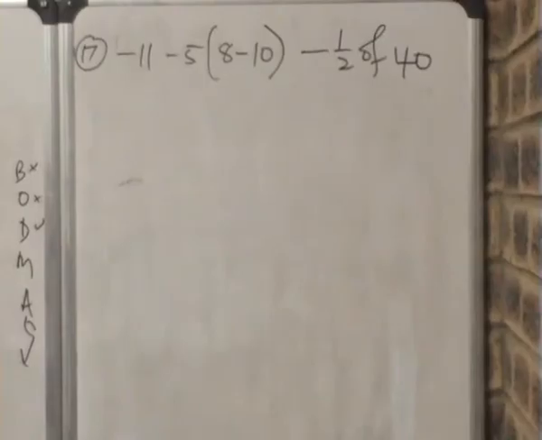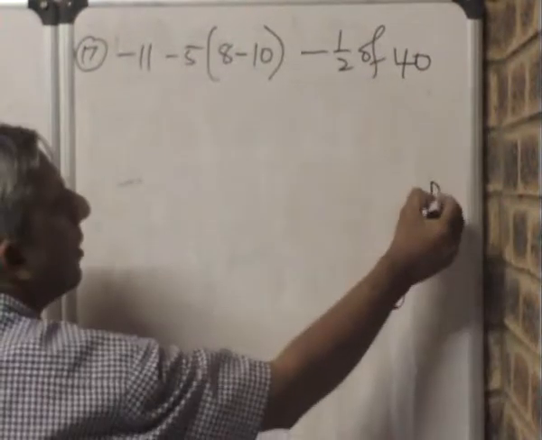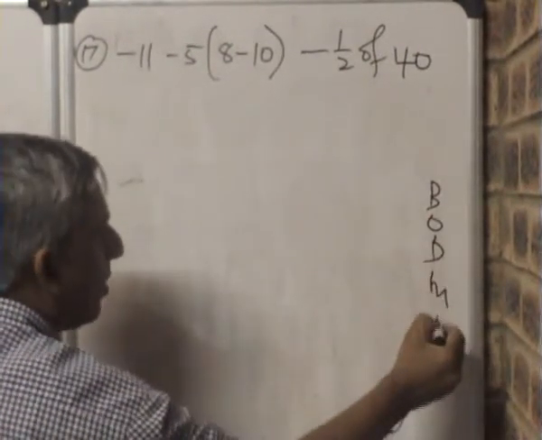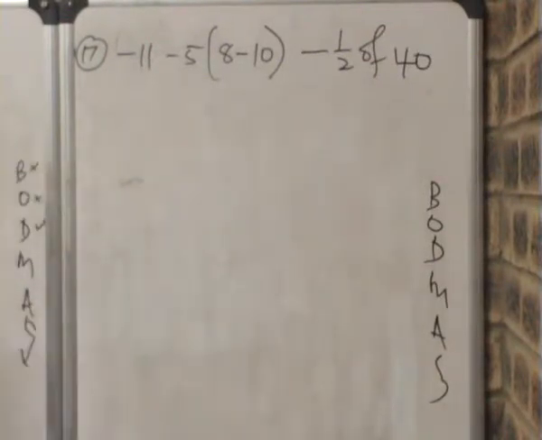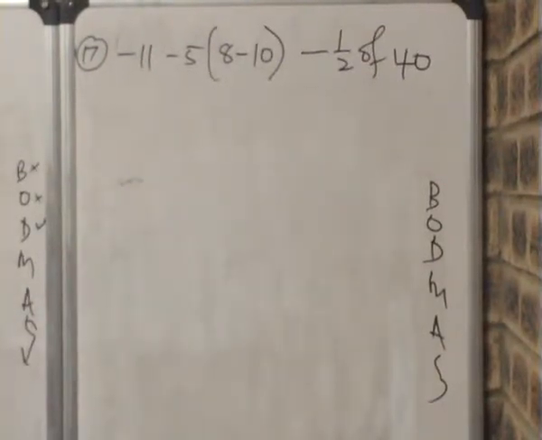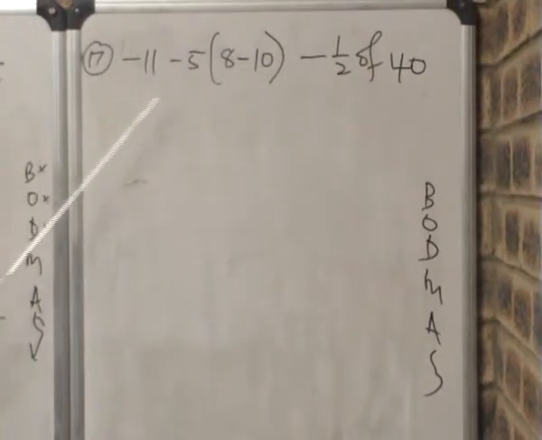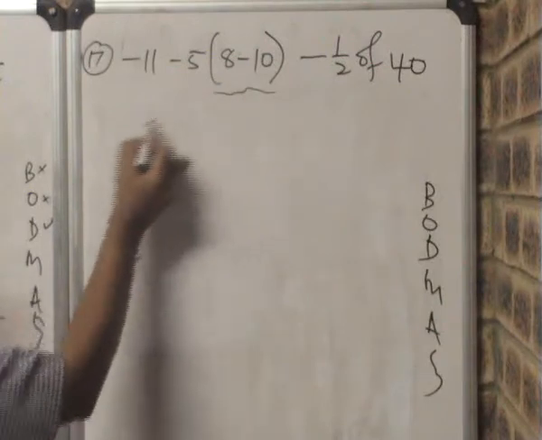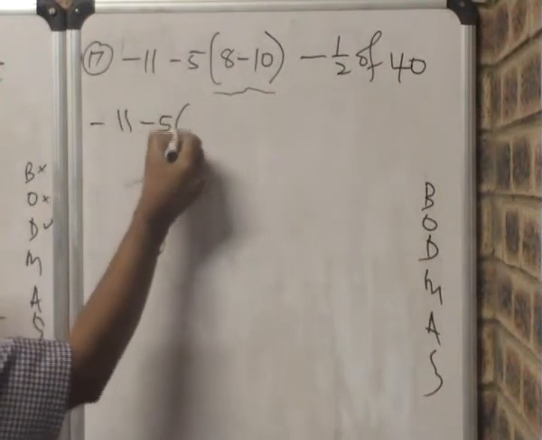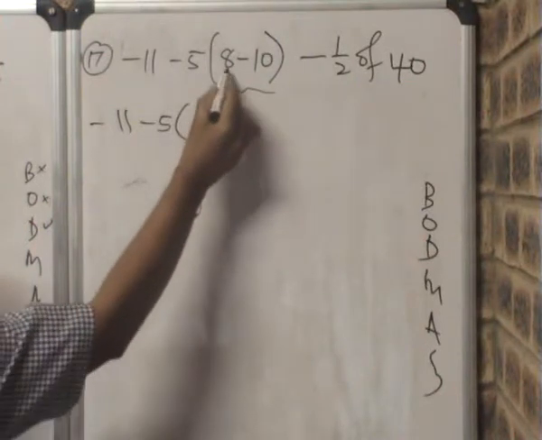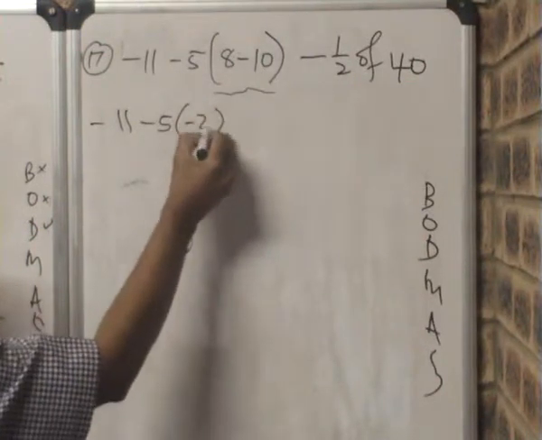All right, we're rolling on to number 17. Once again, we are using the rule of BODMAS. And if need be, we will be working from left to right when we add and subtract. Okay, so we can see a bracket here and we need to do the bracket first. So there's the minus 11, there's your minus 5. And 8 minus 10 gives you minus 2.